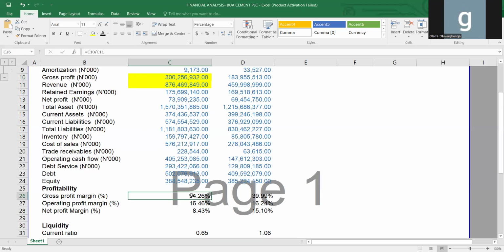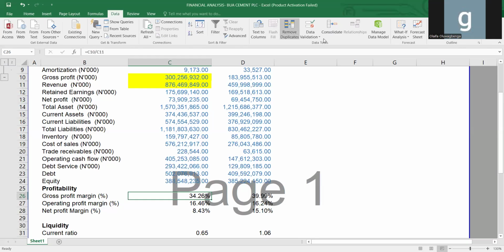Now, let's say we want to achieve a gross profit margin of 40%. What do we do using the Goal Seek function? A quick one. You go to Data, under Data, What-If Analysis, then Goal Seek, where you have Scenario Manager, Goal Seek, Data Table. You go to Goal Seek.